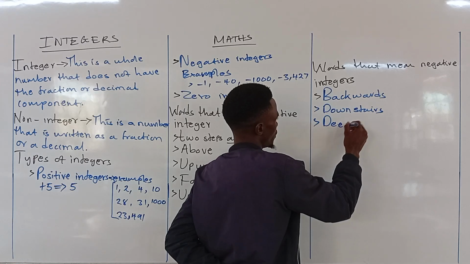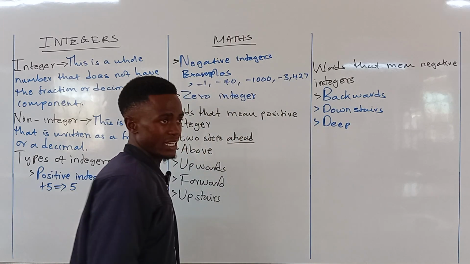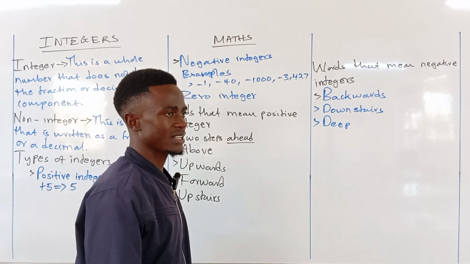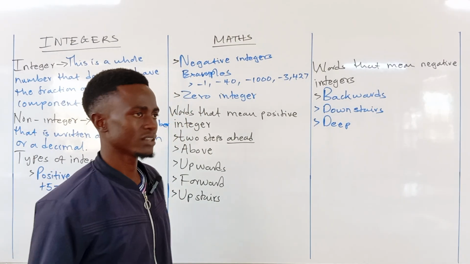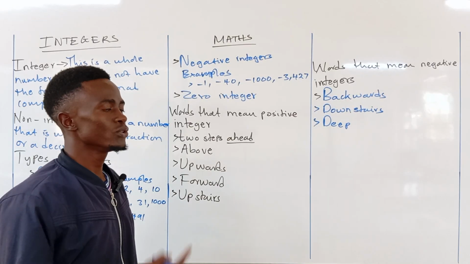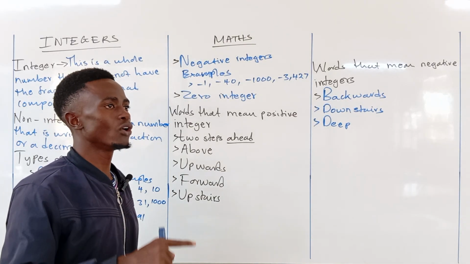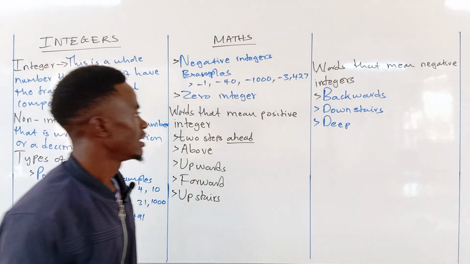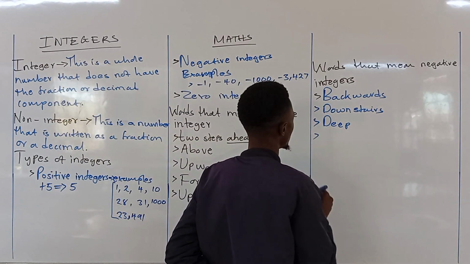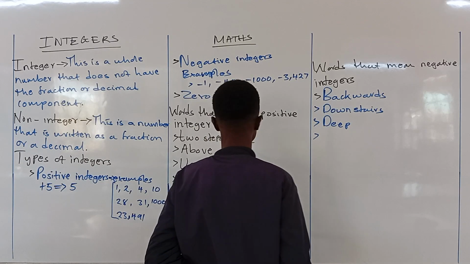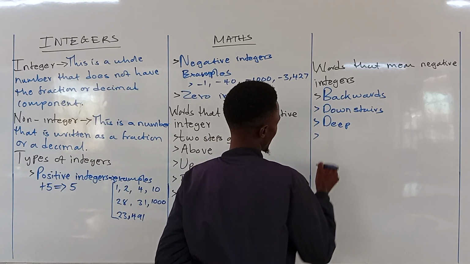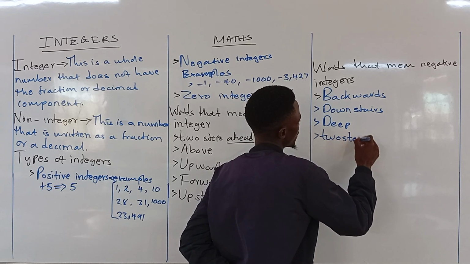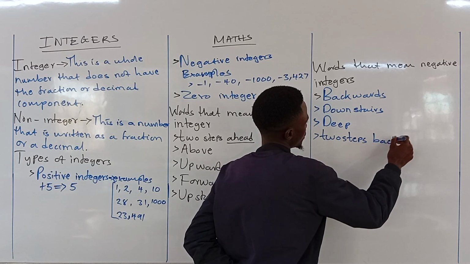For example, the stone is 10 meters deep. Deep means it is going to go downwards. For example, if the pit latrine is 20 meters deep, it means that for you to reach the bottom, you have to go 20 meters from the ground level or the surface level. Another example is 2 steps backwards.